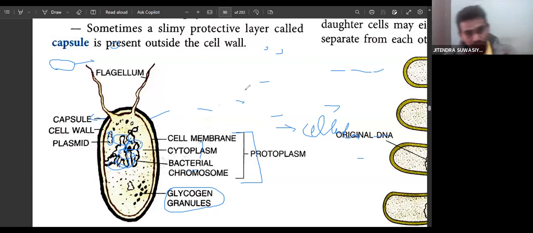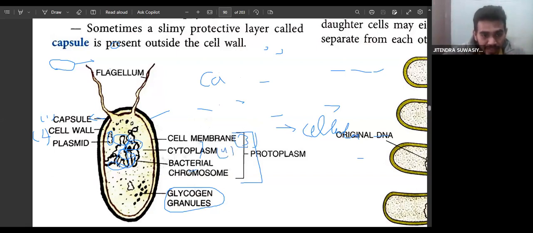If we go from the exterior to the interior, what do we find first? First we find the capsule. Then second we find the cell wall. After that we find the cell membrane. After that we find the cytoplasm. In that cytoplasm, we see the dispersed bacterial chromosome, then glycogen granules, and the plasmids.